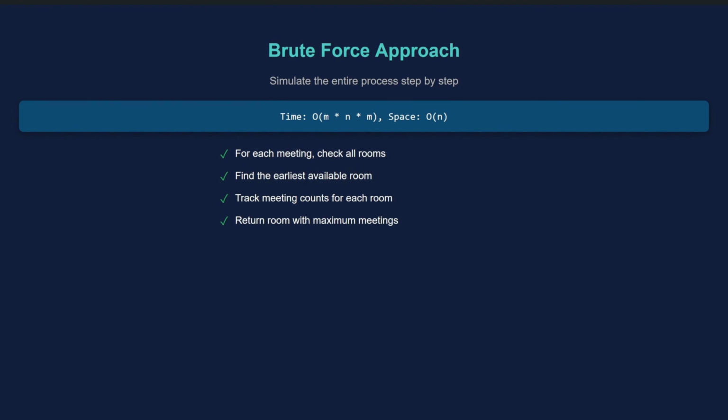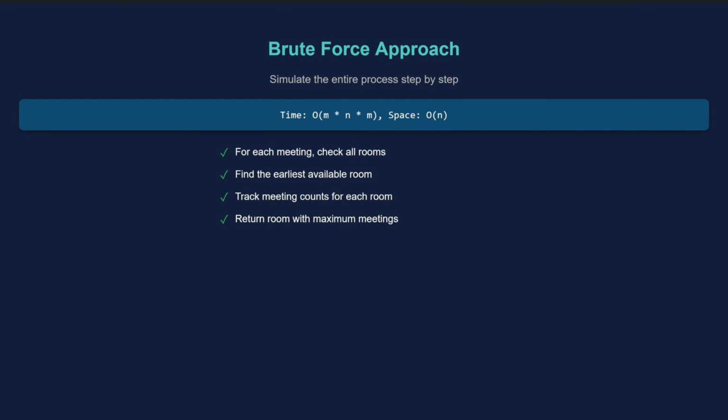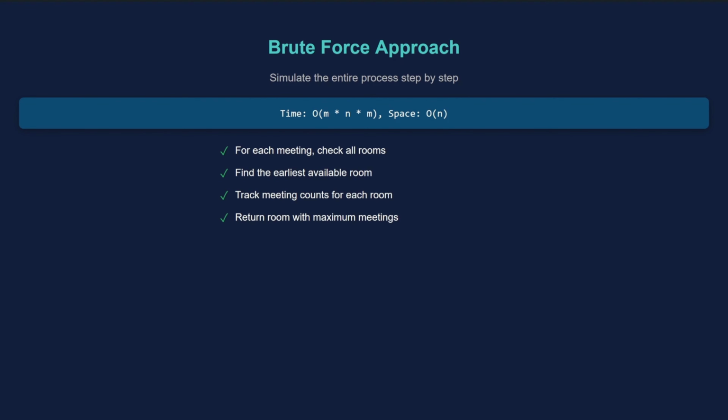The main idea is to simulate the entire process step by step, just like a human scheduler would. For each meeting, we check all rooms to find which ones are available at the meeting's start time. Among available rooms, we pick the one with the lowest number. If no rooms are available, we find which room will be free earliest and delay our meeting until then. We track how many meetings each room hosts and finally return the room with the maximum count.